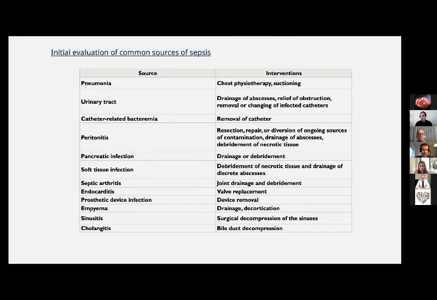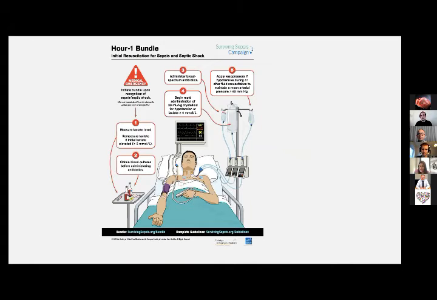So, like I said, septic shock, there is sepsis, there is a source of infection. So the first thing that is done is rule out the source. Pneumonia, urinary tract infection, catheter-related, pancreatitis, peritonitis, soft tissue, septic arthritis, endocarditis, empyema, sinusitis, cholangitis. Any source, you identify the infection, you try removing the source of the infection. The first hour is very critical when you take care of these patients.